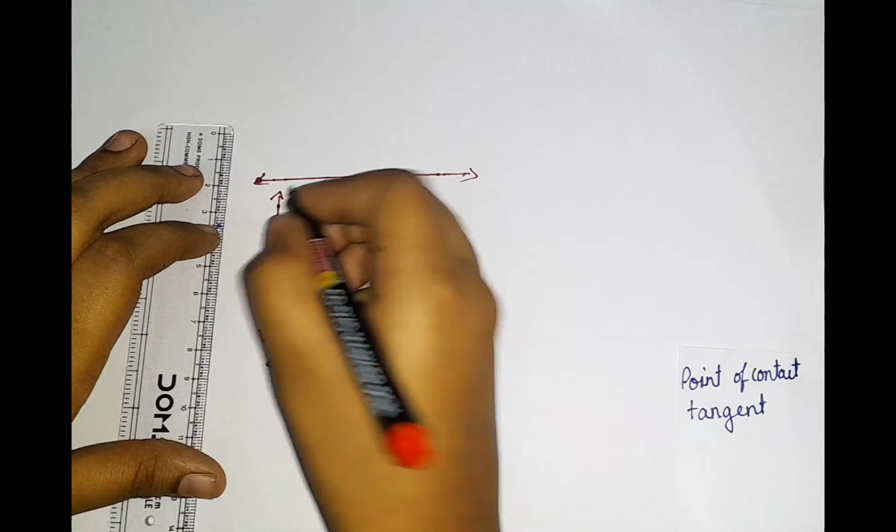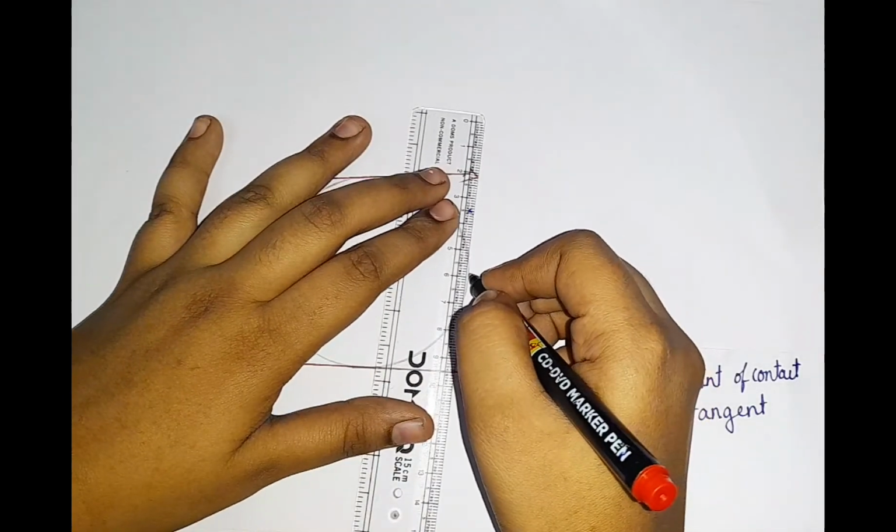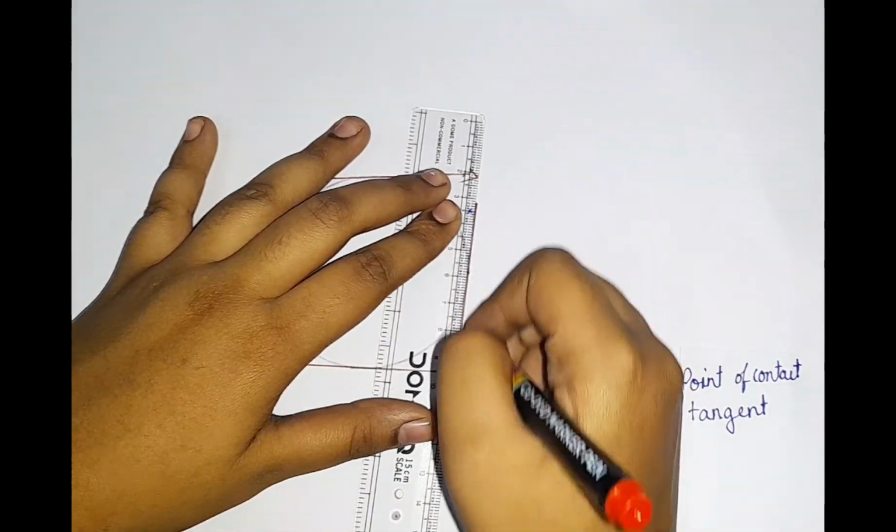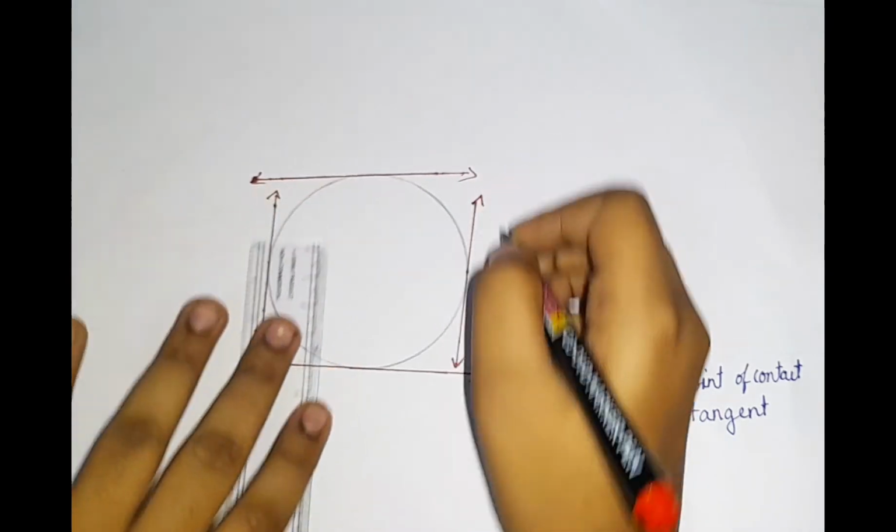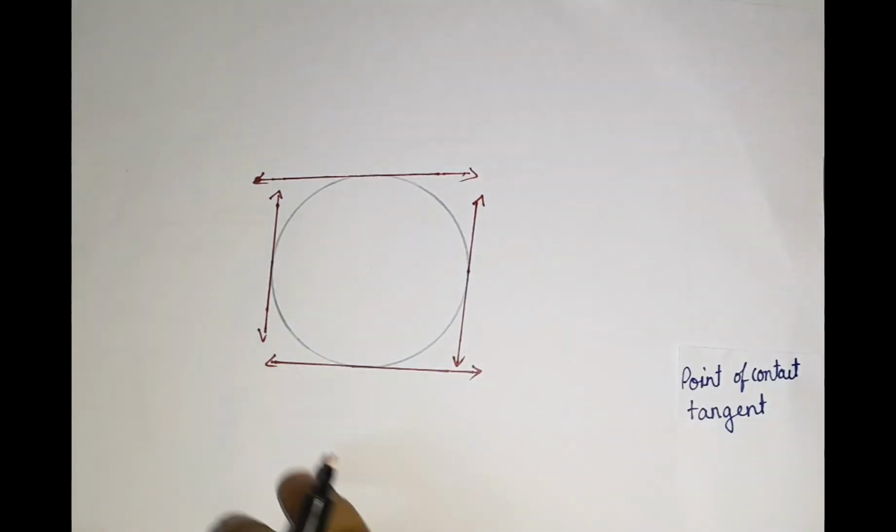So it is also a tangent, and here also this is also a tangent. It can frame any side. Okay, so here we have a lot of tangents. So totally we have 1, 2, 3, 4 tangents. Am I right? So now I have another question.